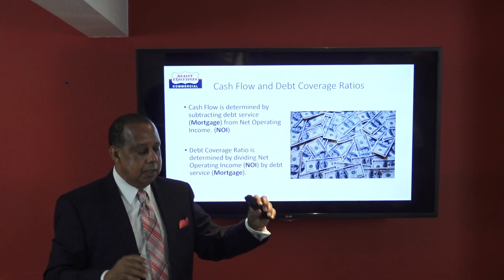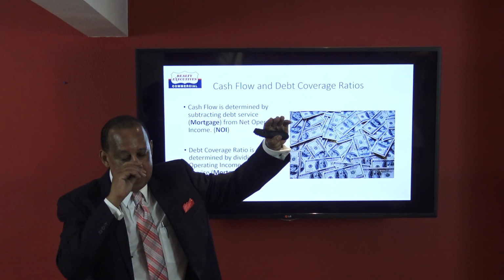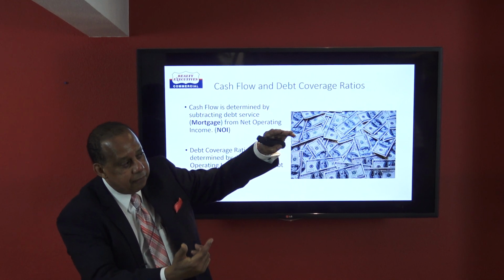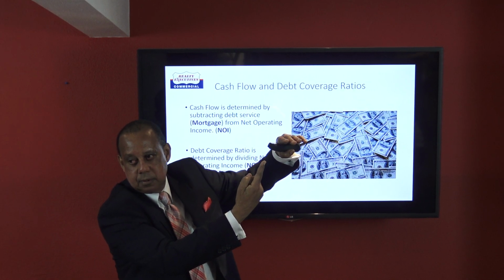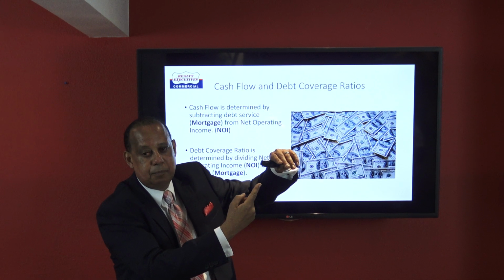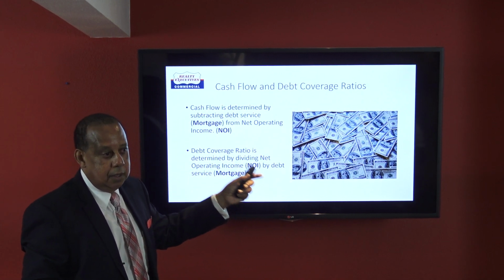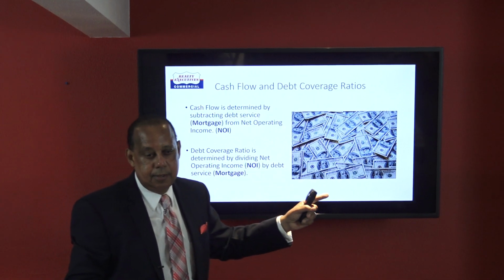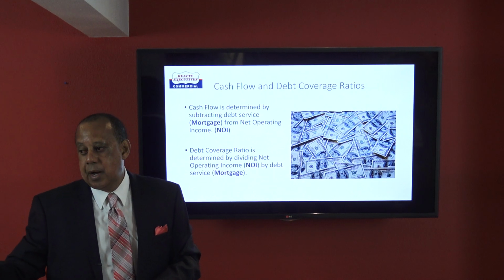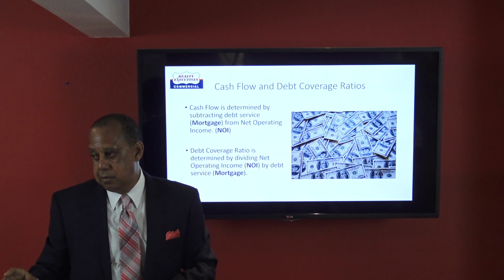1.25. What we did is that the NOI was at 50,000 and our debt service was at 40,000. So we divided 40,000 into 50,000, and we came out with a number of 1.25. That's called the DCR. If the bank does not see that DCR being 1.25 or more, the bank would not loan money to you.